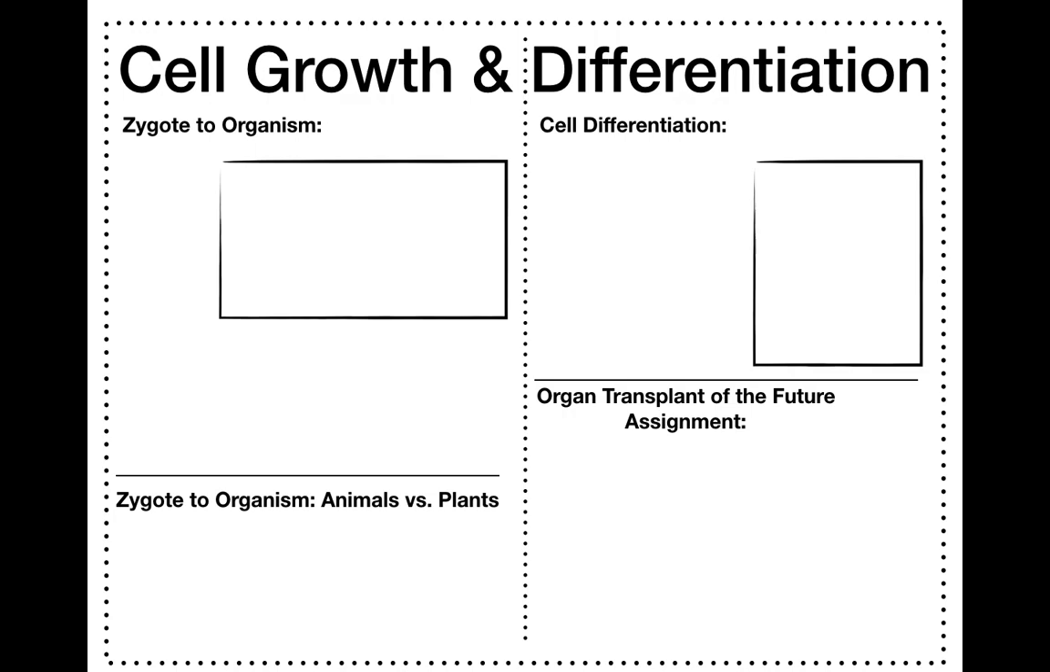Okay, so here's a template for today. We have from zygote to organism with one drawing here. You can compare animals and plants here, cell differentiation with a drawing. I'll show you 2 drawings. And then an assignment. There's 4 questions for an assignment. You're going to start here. If you need more pages, you can always turn the page and continue.